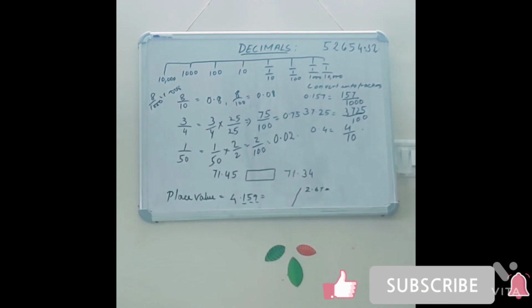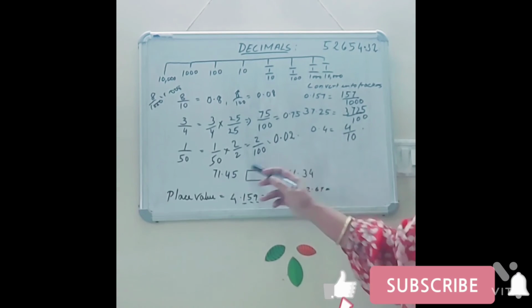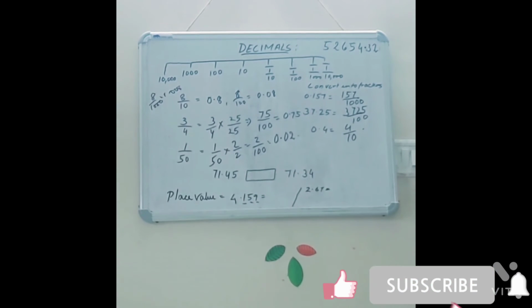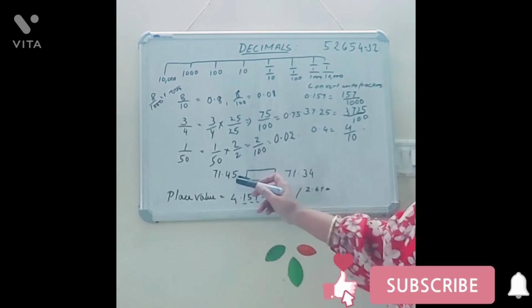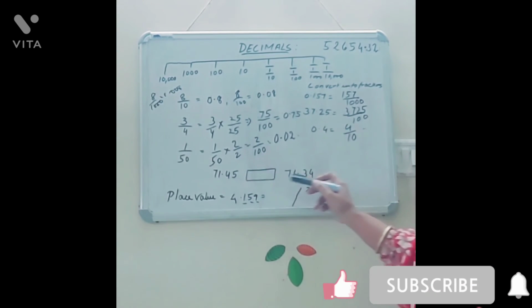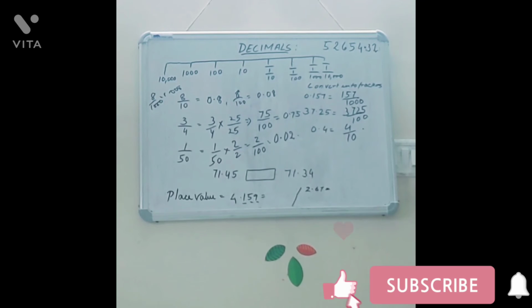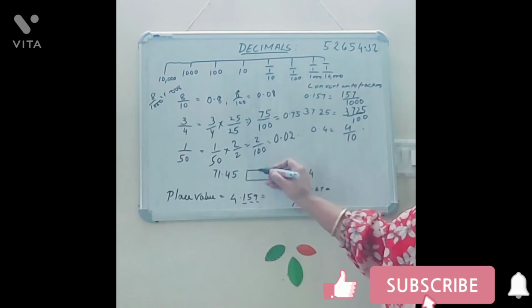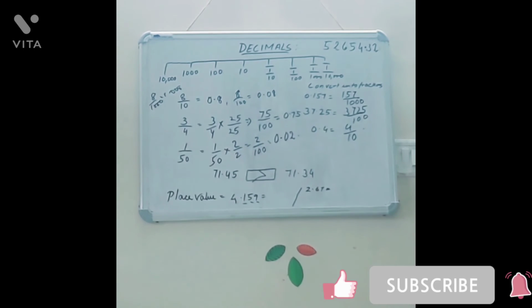I am showing you different kinds of sums so that this concept gets clear. This is actually a comparison sum. So 71.45 and 71.34. You have to compare these numbers, which one is greater. 71 and 71 is common, but after the decimal we see it is 4 here and it is 3 here. So which is the bigger number? That is 4. So the comparison sign which we'll put will be this.